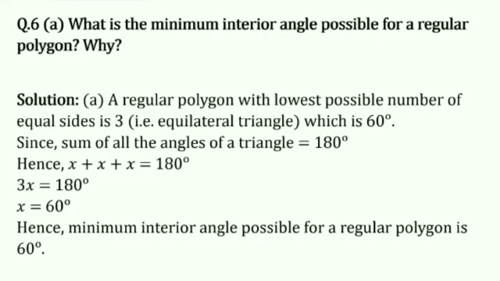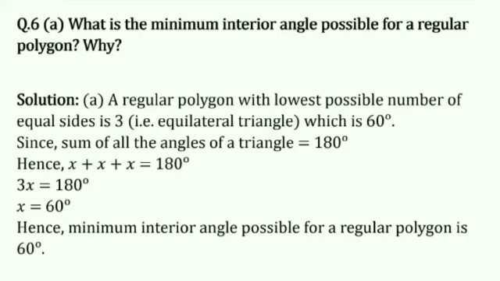Question 6. What is the minimum interior angle possible for a regular polygon and why? A regular polygon with the lowest possible number of equal sides is 3, that we know, and it is an equilateral triangle, but we know that the sum of angles of a triangle is equal to 180 degrees, and it is given that it is an equilateral triangle.